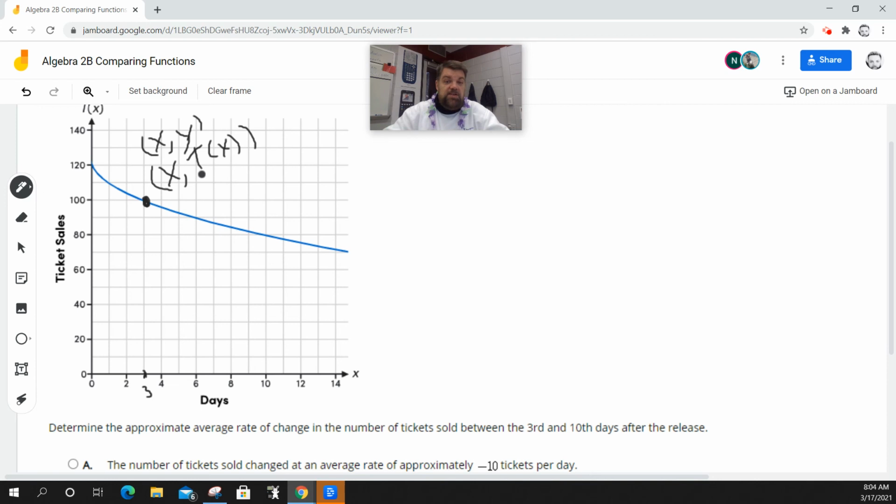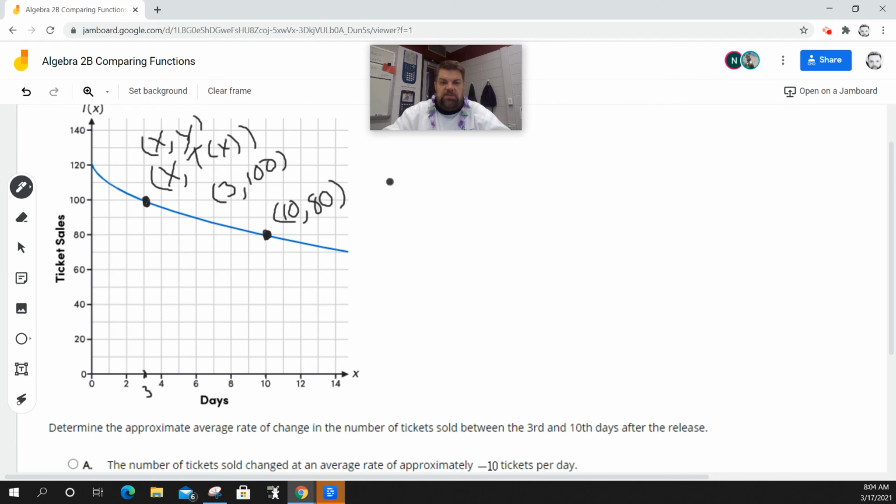Well, if that formula is a function, which is a very specific type of equation, then we use the notation T of X. So what is that? Well, it looks like it's at 3, 100, right? And then we're also going to look at the 10th day. Well, what is that? 10, it looks like 80.